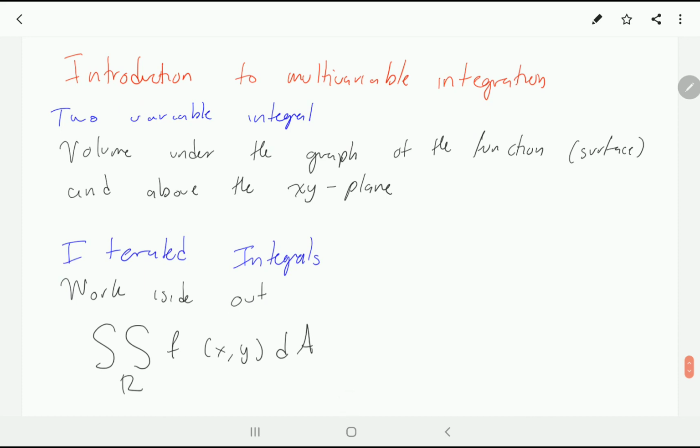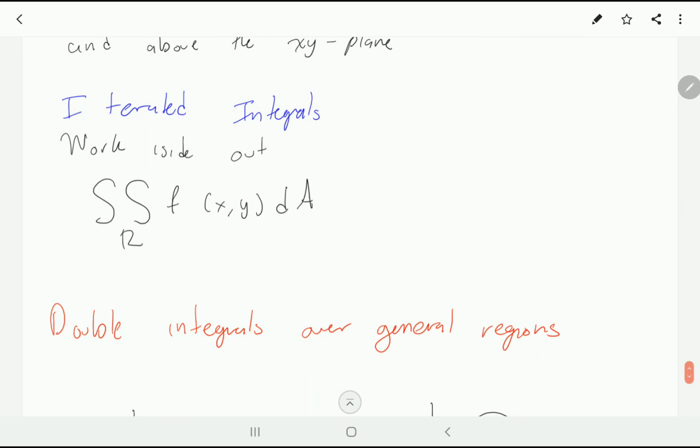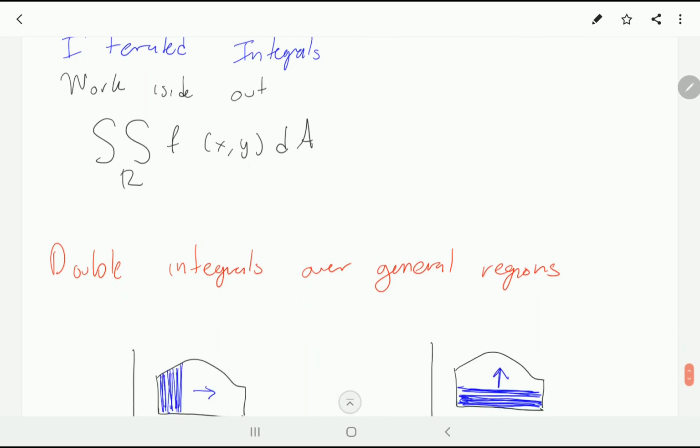Two variable integrals basically help you find the volume under the graph of the function and above the xy plane, and this is the overall equation for what it looks like.